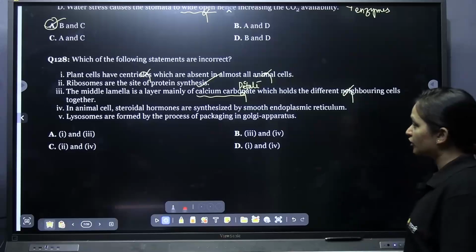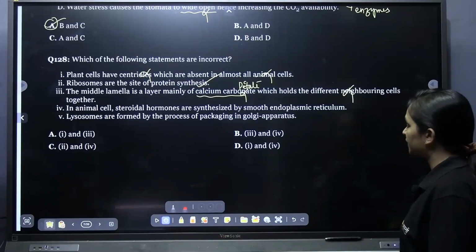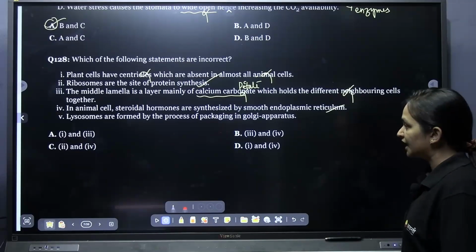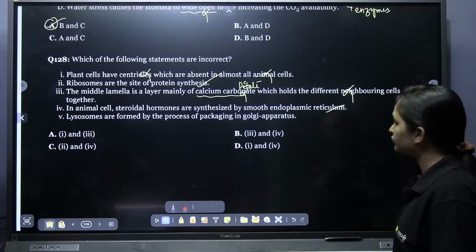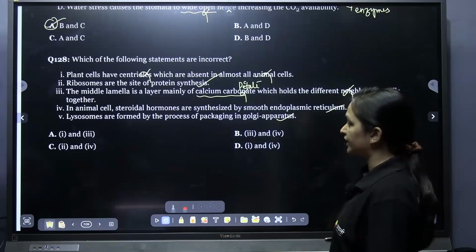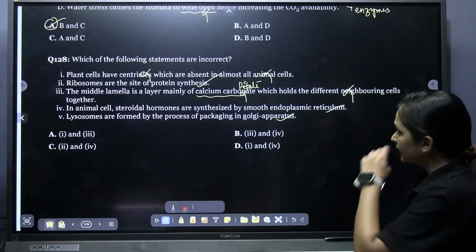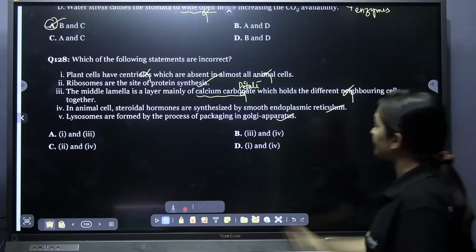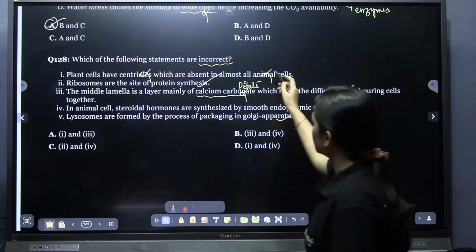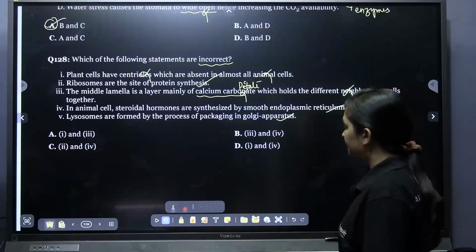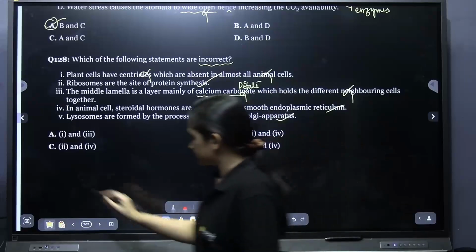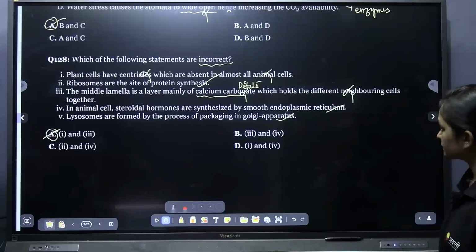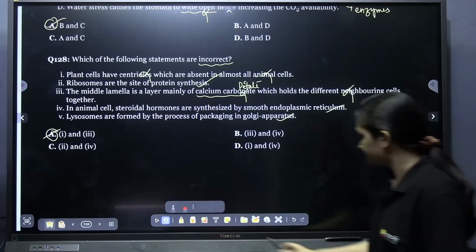In animal cells, steroidal hormones are synthesized by smooth endoplasmic reticulum. Lipids and steroidal hormones are synthesized in smooth endoplasmic reticulum. Yes. Lysosomes are formed by the process of packaging of the Golgi apparatus. This is also correct. Direct lines from the NCERT. We need to find the incorrect ones. So, yes, 1 and 3. A is the correct answer, isn't it? Yes.